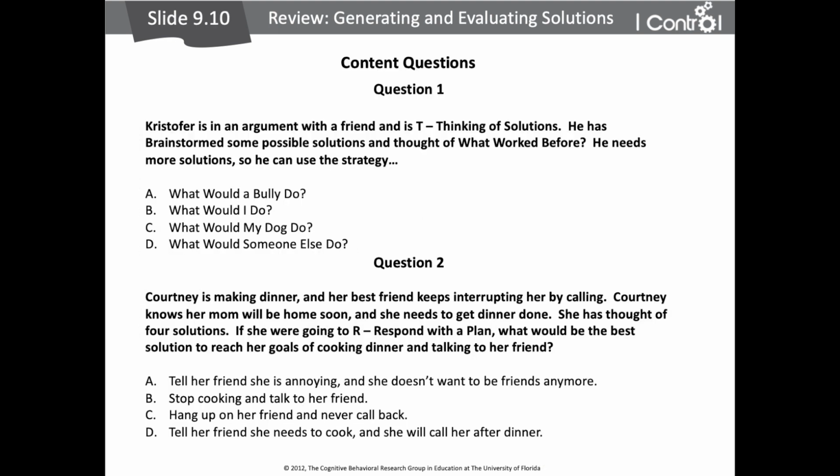Let's turn to the content questions for Unit 4, Lesson 9 in your iControl student workbook to check your understanding of this lesson. Pause the video while you answer the questions. When you're done, press play.